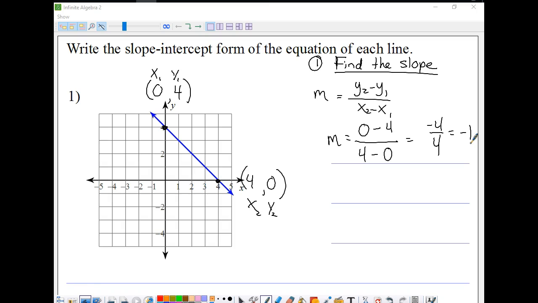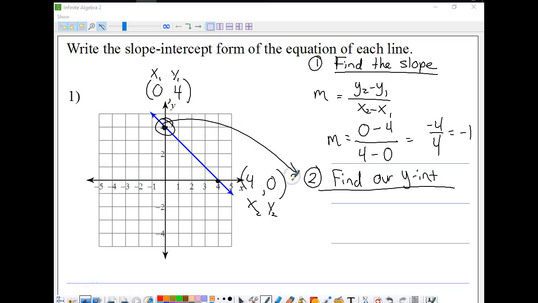Okay. Step 2 is we want to find our y-intercept. What's our y-intercept? There, right? That's kind of nice. I'll just draw an arrow there. So my y-intercept is 4, where it touches the y-axis. The y-intercept, we use the letter B for it, right? So B equals 4. And then step 3, write your equation.